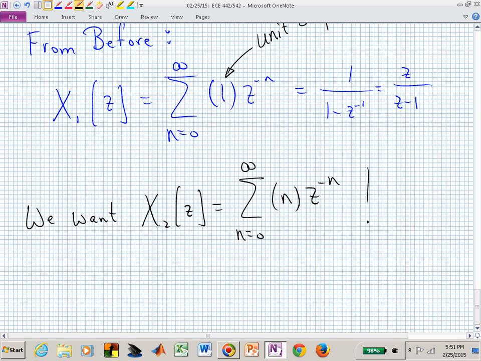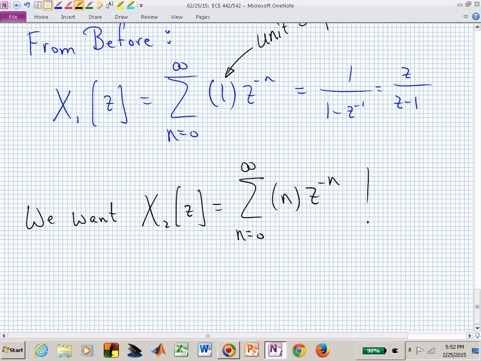And now we can go back to our calculus, and you always ask, why did I study calculus? To try to figure out how we maybe make X sub 1 of Z look like X sub 2 of Z so that we can maybe go from one to the other. And how do you maybe create a little n in front of that Z to the minus n? If we differentiate, that exponent's going to come down in front. And that's what we're going to do.